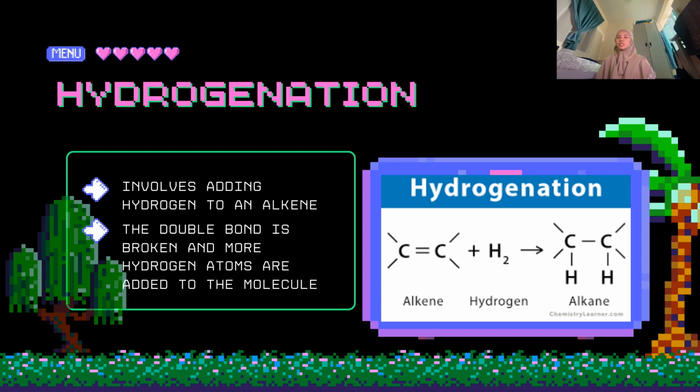During hydrogenation, the unsaturated compound reacts with molecular hydrogen. The double and triple bonds in the unsaturated compound break, and hydrogen atoms are added to the carbon atoms, resulting in the formation of saturated compounds.